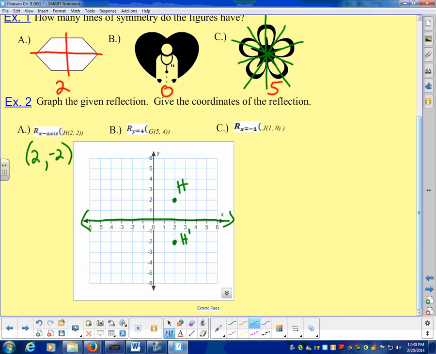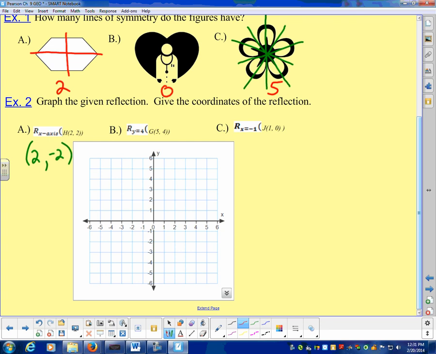Notice some things here. The x value stayed the same. The y value changed. It's the same distance away there. So reflection over the x-axis, pretty easy to do. Y-axis, the same thing. So any questions on that? Try the other 2 here. You can just do it all in the same way. I'm going to erase this.